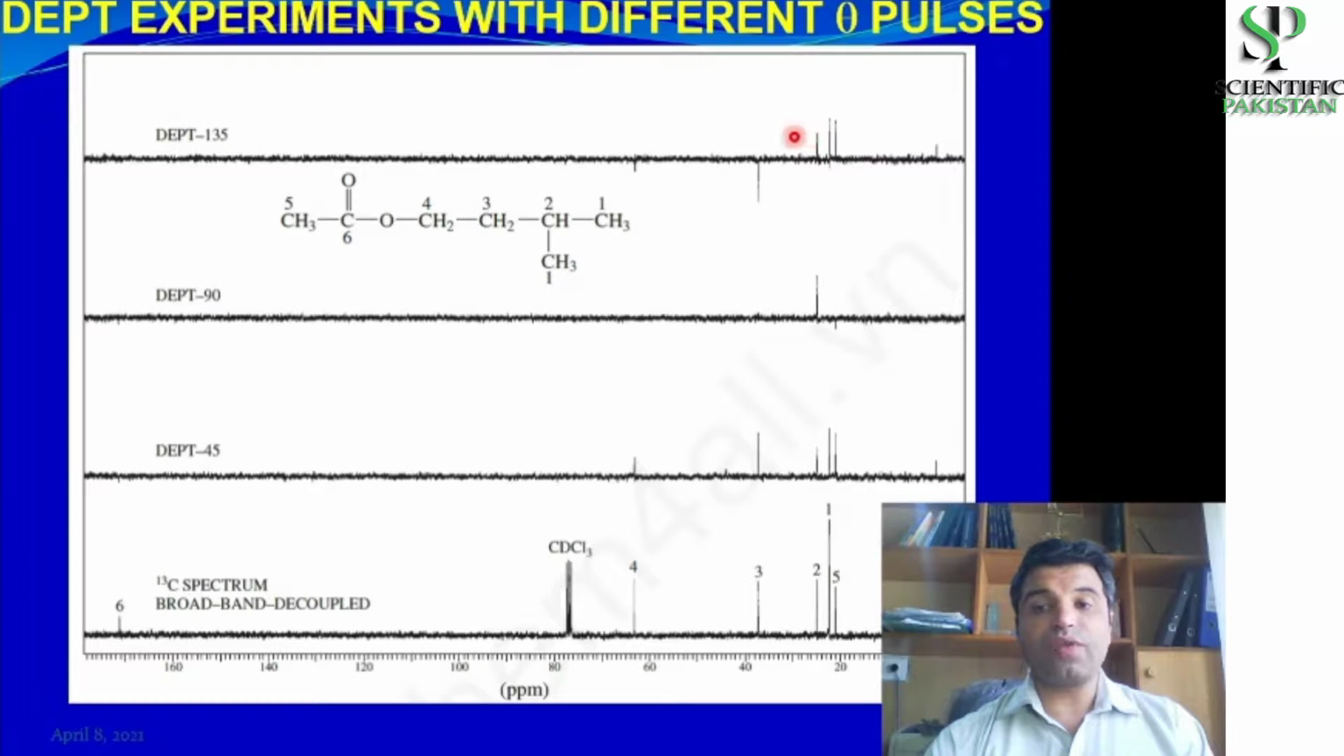In the positive phase, we have CH and CH3s here in the DEPT 135, but you already know that this signal belongs to CH, so the rest of the 2 belong to the CH3s. These 2 will give one signal and this one will give a different signal. So these are for 1 and 5, this is for 2, this is for the CH2, the third one, this one is for the CH2, the fourth one, and this one is for the quaternary carbon. So this is how you can differentiate between these 4 different types of carbon atoms.